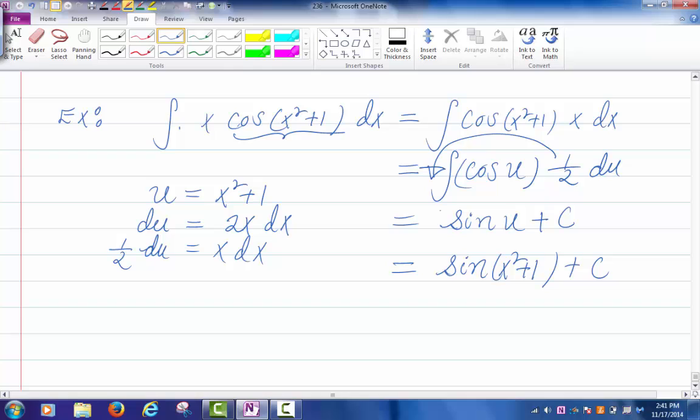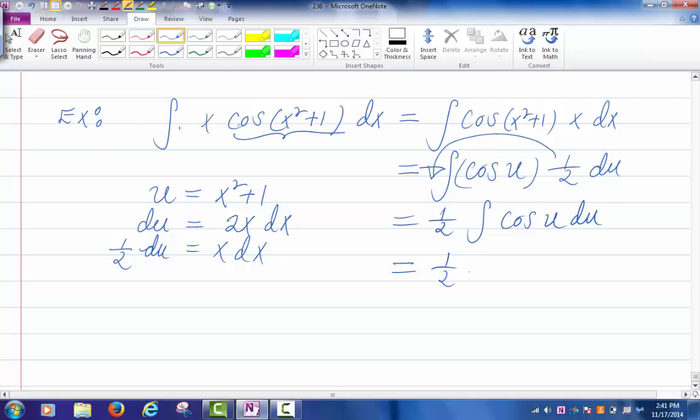So that's going to be, let me erase these two lines. That's going to be half of the integral of cosine of u du. And then I could say this is half of sine of u plus c. And that's going to be half sine of x squared plus 1 plus c. Is everybody okay with that?